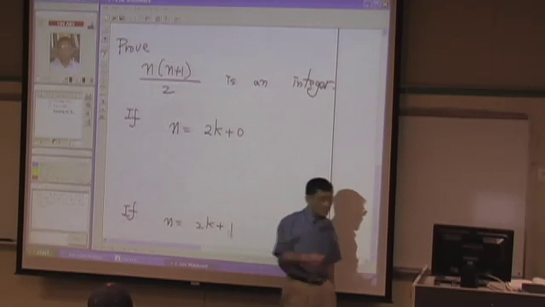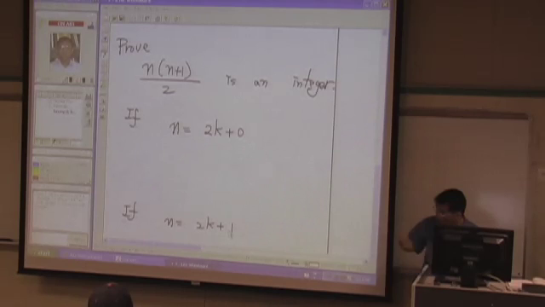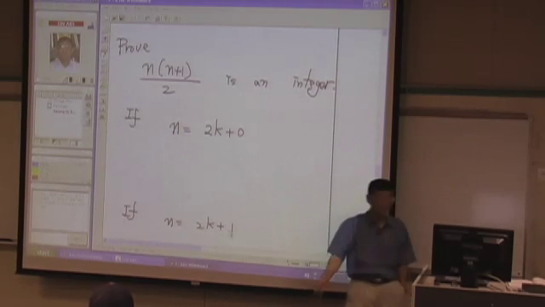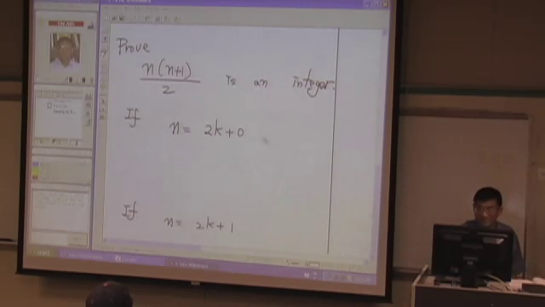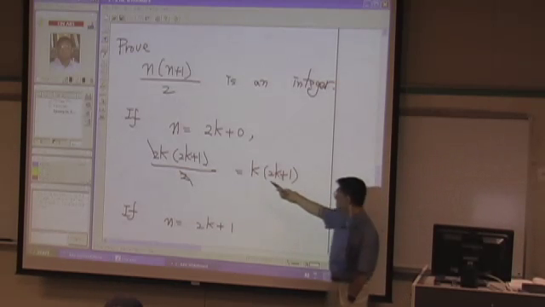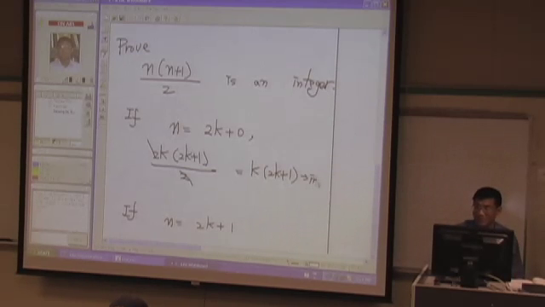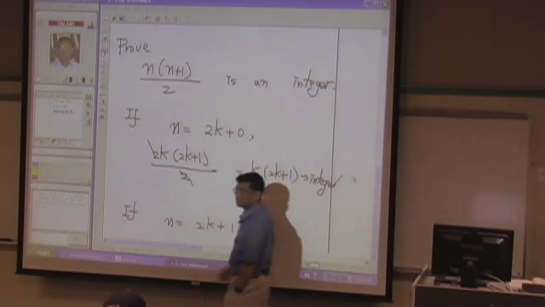I will write down the rigorous version after seeing these kinds of results, applications or usage. Then if this is the case, what happens? This can be rewritten as 2k times 2k plus 1 over 2, then the 2 and 2 cancel out, and we get k times 2k plus 1. Here k is an integer quotient, right? So k, an integer, multiplied by another integer is an integer, right? So it's an integer. Do you follow me or not? Prove the second case on your own.